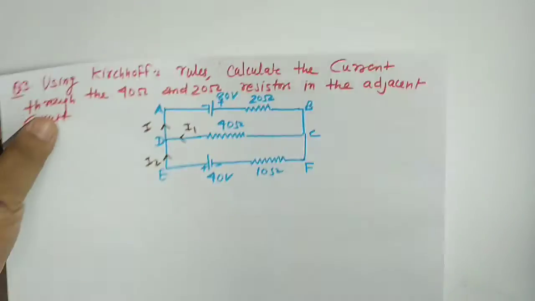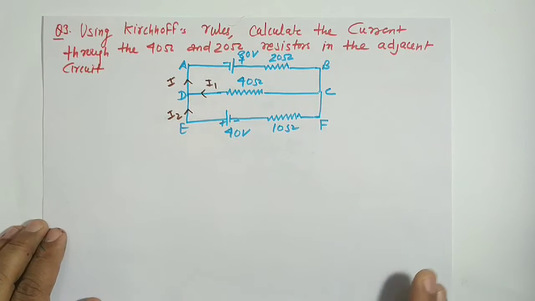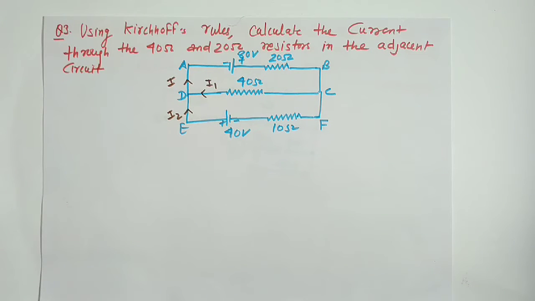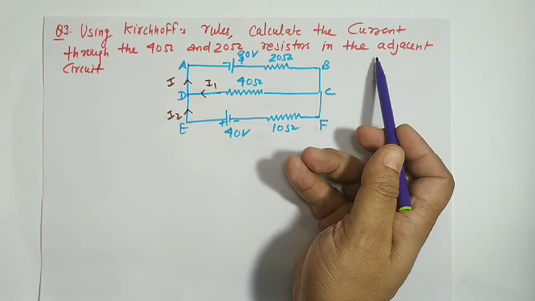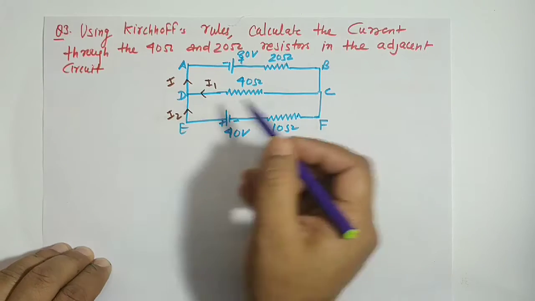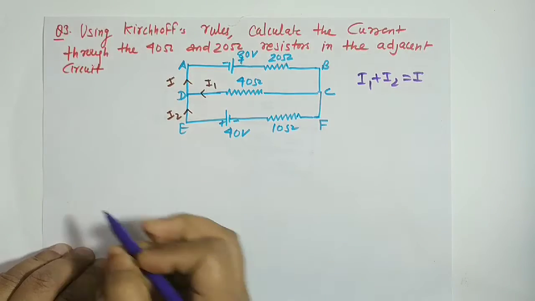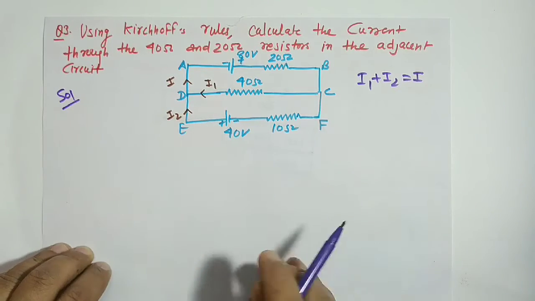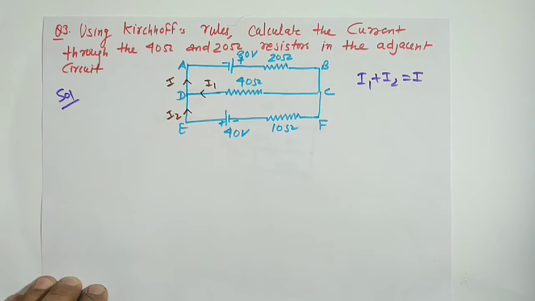Okay. Now, question number 3. Using Kirchhoff's law, calculate. Again, this is a question related to Kirchhoff's law. Using Kirchhoff's law, calculate the current through 40 ohm and 20 ohm resistors in the adjacent circuit. And the current distribution is given. Here it is I1 plus I2, which is I. So we can follow the path, and we have to find out the current across the 20 ohm and 40 ohm. So certainly we will follow the path.